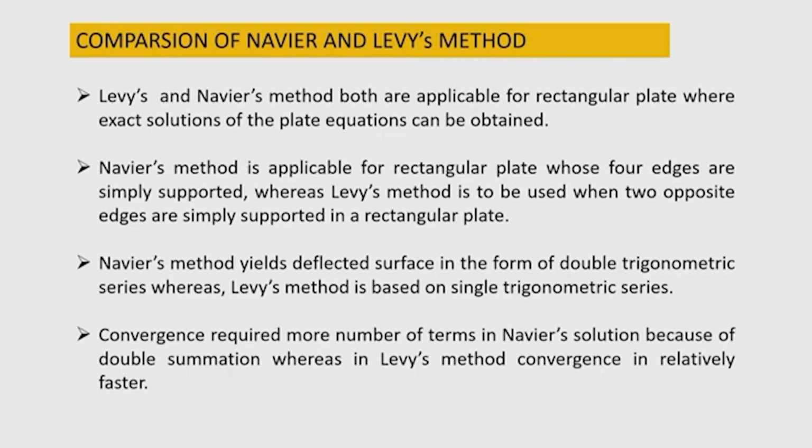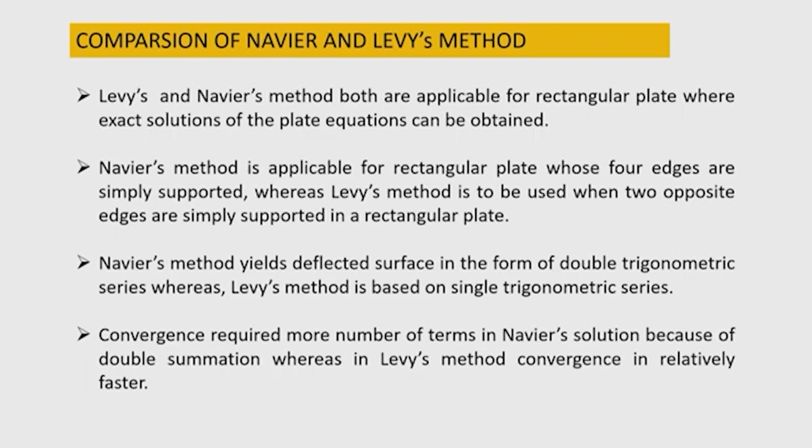Navier's method is applicable for a rectangular plate whose 4 edges are simply supported, as I have repeatedly said, whereas Levy's method is to be used when 2 opposite edges are simply supported. This is the difference, but it is not that Levy's method cannot be applied for Navier's condition. Levy's method can be applied when 4 edges are simply supported. So Levy's method is more general compared to Navier's method.